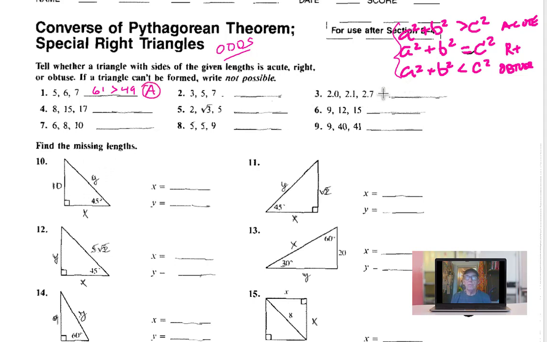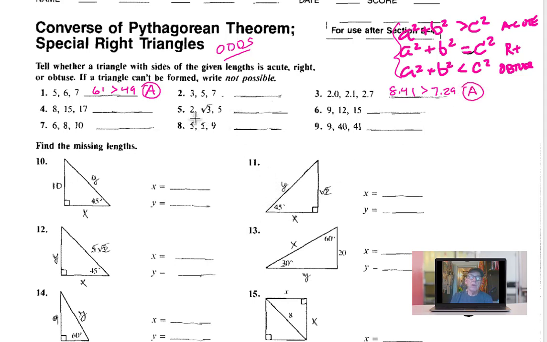Let's look at number 3. We've got 2 and 2.1 squared with 2.7. 2.7 squared is 7.29. And 2 squared is 4. 2.1 squared is 4.41. So we get 8.41 when we add those together. And 8.41 is greater than 7.29. So we have a squared plus b squared is greater than c squared. That's also going to be an acute triangle.